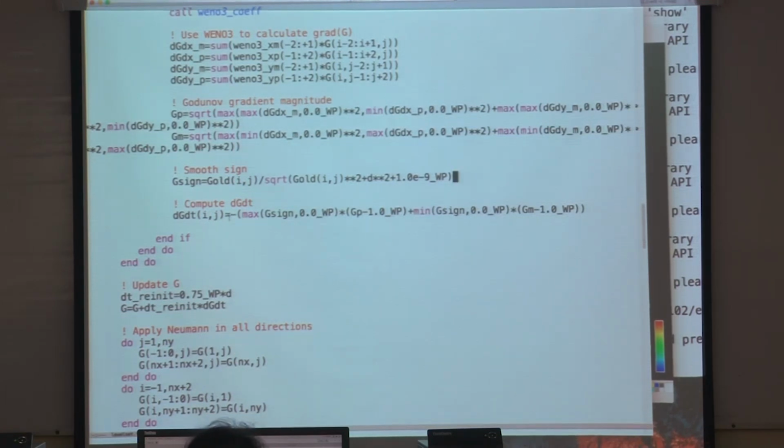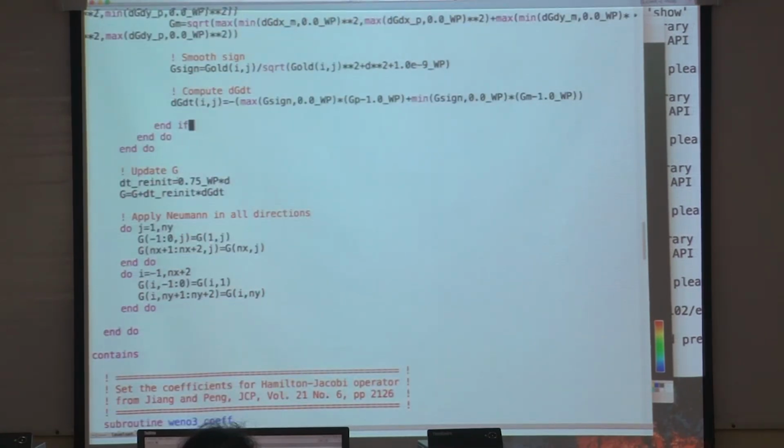And finally, we assemble everything. If the sine is more than 0, I use the g plus. If the sine is less than 0, I use the g minus. And don't forget, the reinitialization is the good enough gradient minus 1. So the goal is for the gradient to become ultimately equal to 1.